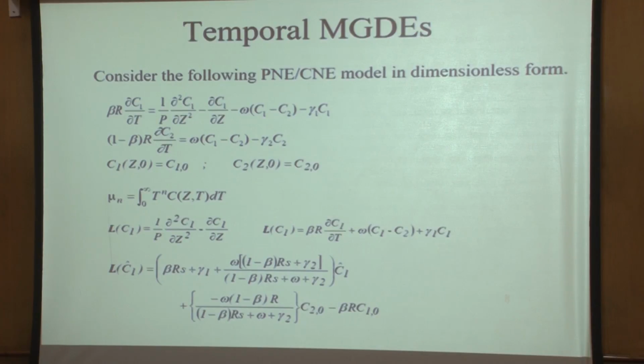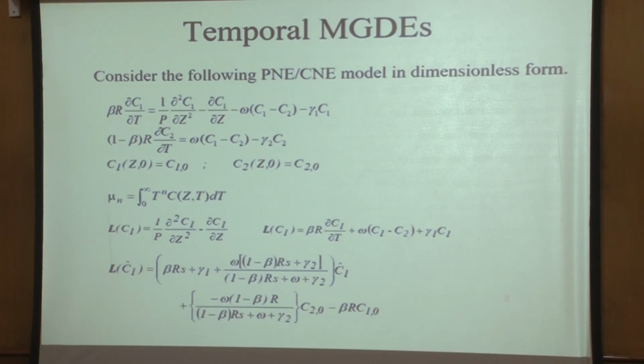Okay, I'm going to define, this is 1D. So sort of following Harvey and Gorelick's idea, I'm going to define LC1, which is my shorthand operator notation for this spatial operator, 1 over P del square C1 del z square minus del C1 del z. Then my first equation over here simply is LC1, which is all of this, should be this term plus this term plus this term.